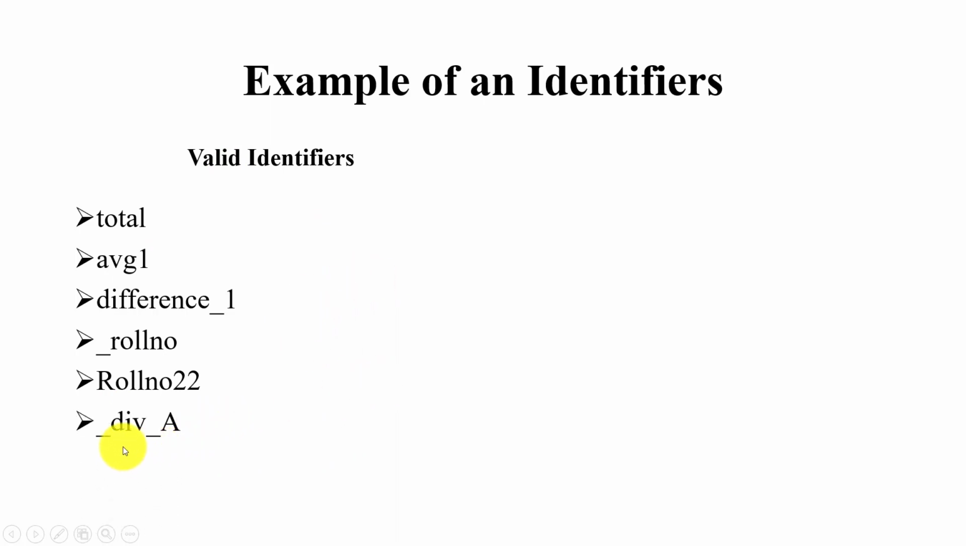Again, _division, _a: in between you can use a number or underscore, and you can start the identifier with an underscore also.